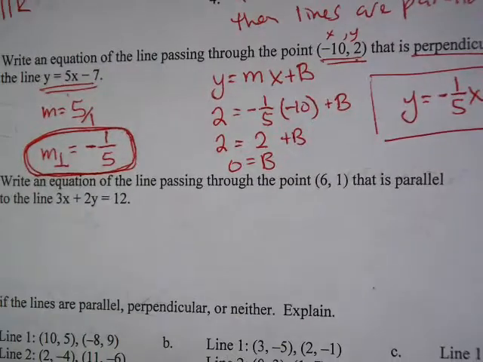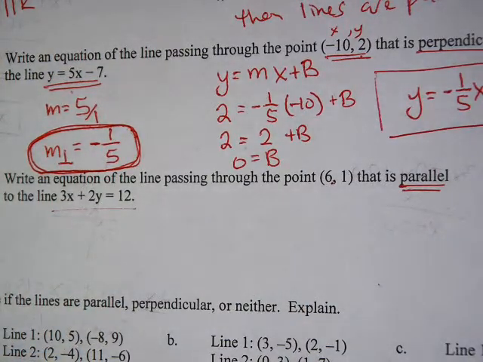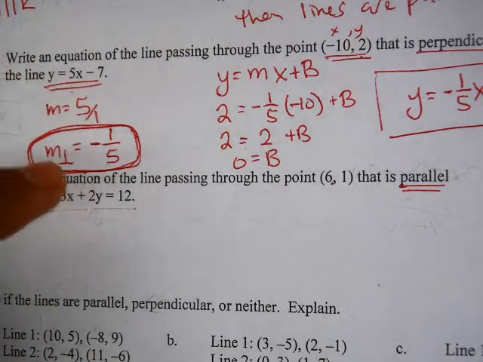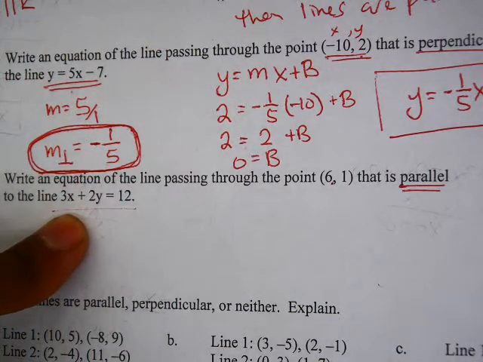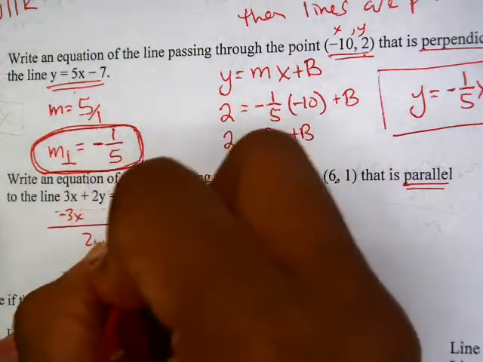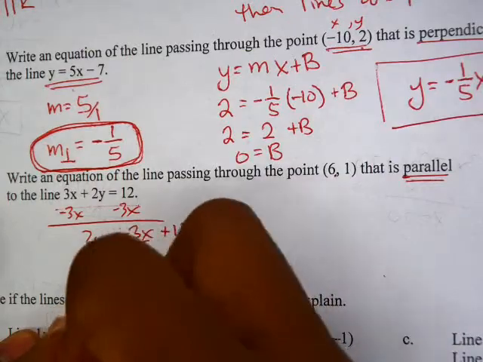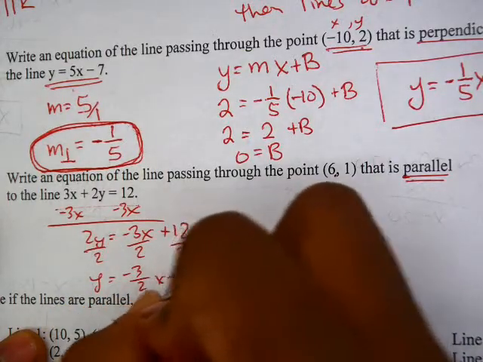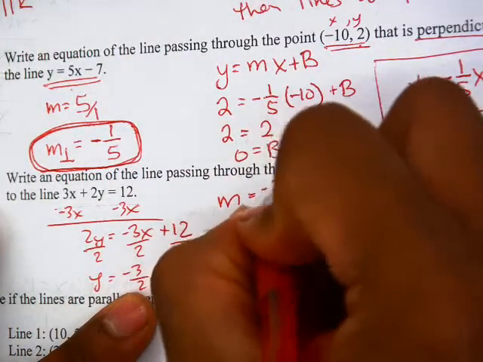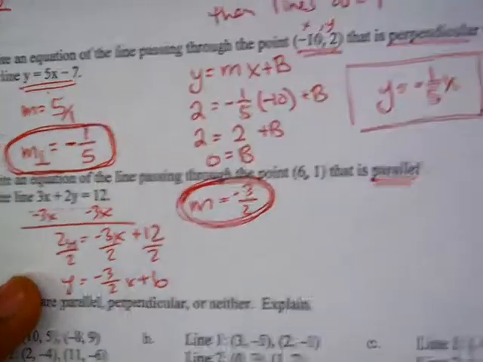And number 10 is very similar. I have an equation of a line that goes through this point, but I want it to be parallel to this line. In the previous problem, I could just grab the slope here because this line was written in slope-intercept form. This line is not written in slope-intercept form, so I need to get it there. So I need to subtract 3x. And then I need to divide by 2 to get it in slope-intercept form so that I can just pick out a slope. So the slope for this line is negative 3/2. And since parallel lines have the same slope, I want to keep that slope.